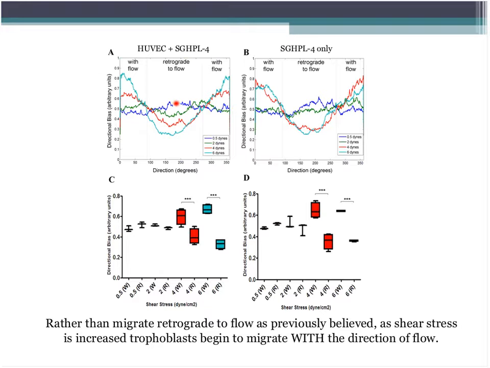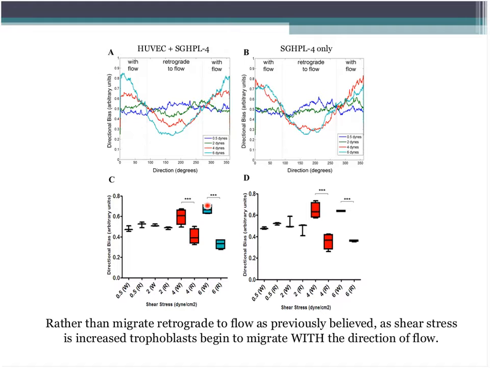But you'll see as we move down an increase in shear stress, so 0.5, 2, 4, and 6 dyne, you start to get less directional bias in the region retrograde to flow and more directional bias in the region with flow. So this shows that rather than migrating retrograde to flow, as we previously believed, as shear stress is increased, trophoblasts begin to migrate with the direction of flow. And so we analyzed this statistically by averaging all the points in the retrograde and with areas, and saw really quite significant differences between cells migrating with flow and cells migrating retrograde to flow. So many more cells going in the direction of flow.